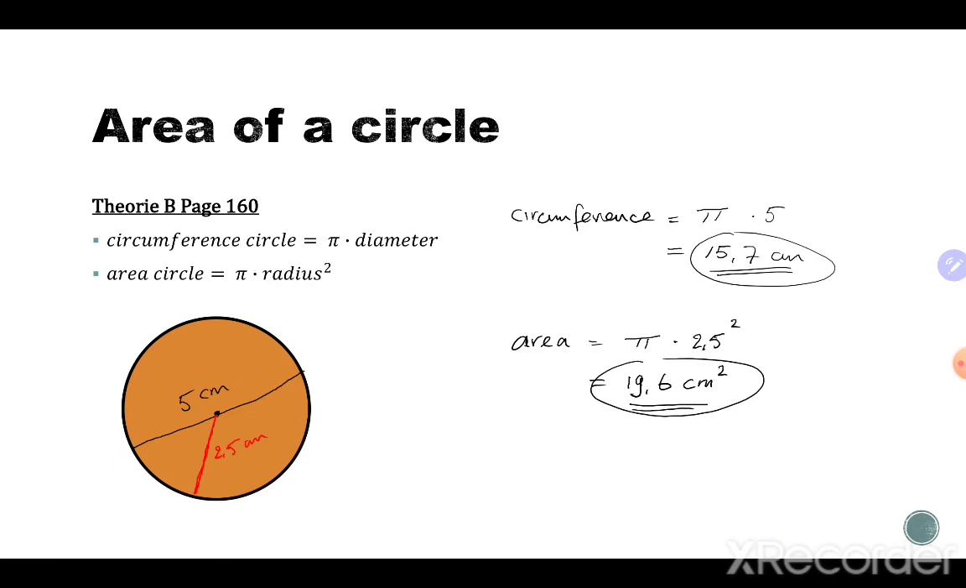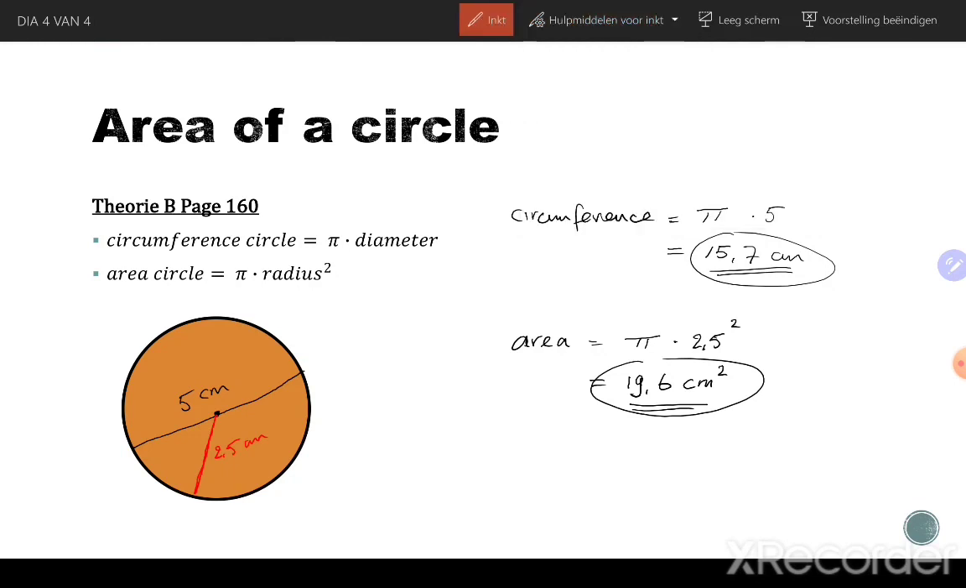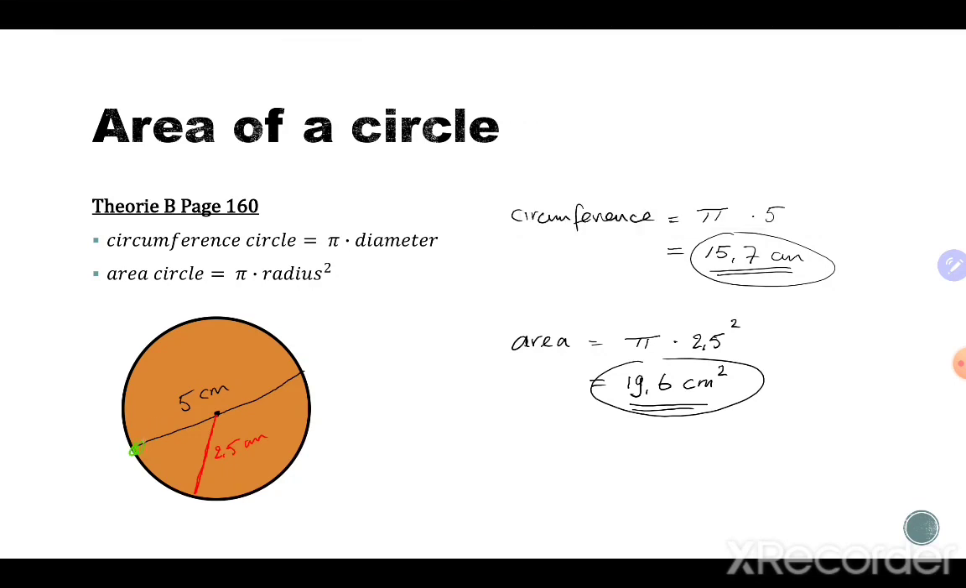Just to repeat everything, what is the circumference? The circumference is just around the whole circle. That's the circumference of the circle. So it is a length, that's the reason that it is 15.7 centimeters. And what is an area? That's this whole circle, that whole thing. So that's the reason that we express it in square centimeters.